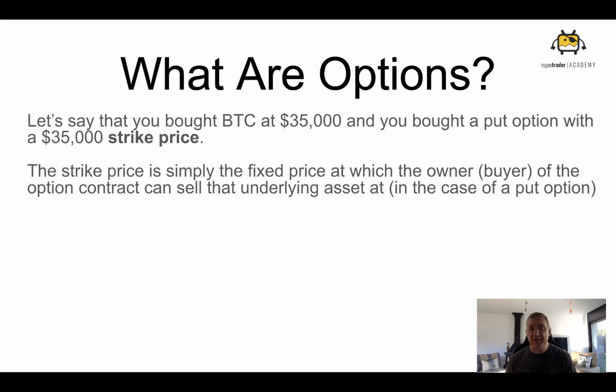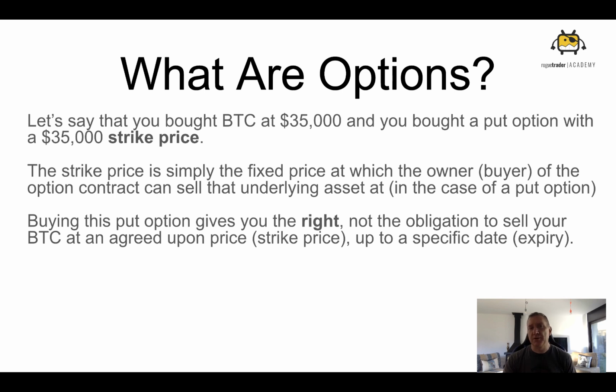Now that strike price is simply the fixed price at which the owner, the buyer of that option, can sell that underlying asset, in the case of a put option. Now buying this put option gives you the right, not the obligation, to sell that Bitcoin at that agreed upon price, which is $35,000, up to a specific day. So that could be for 30 days, it could be for a week, it could be for 6 months, it could be for whatever.